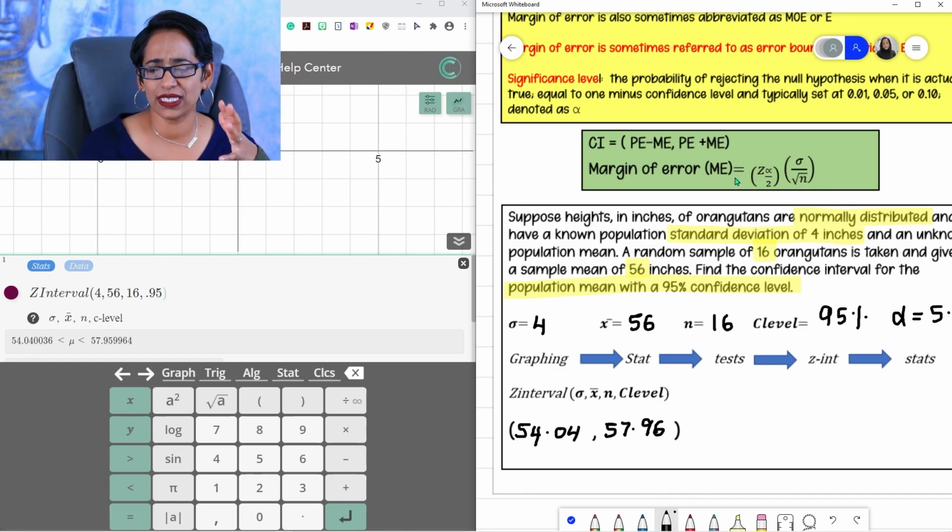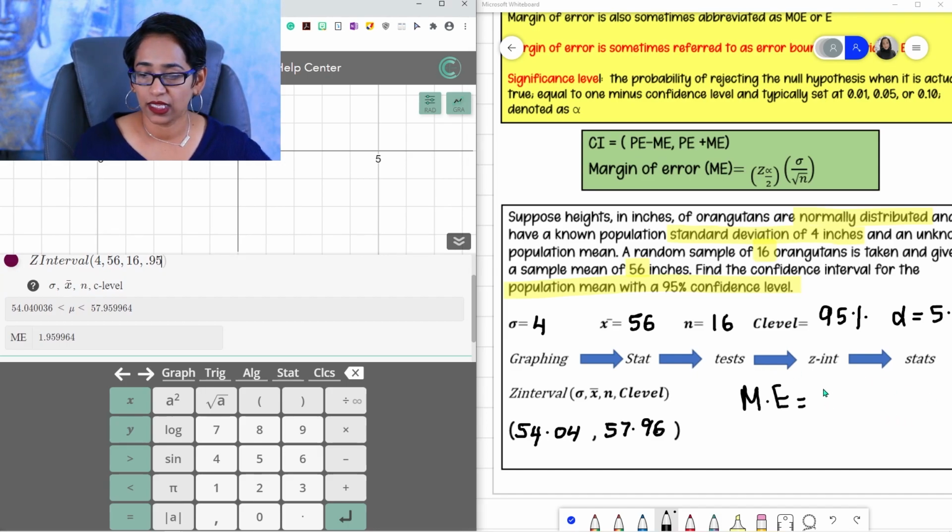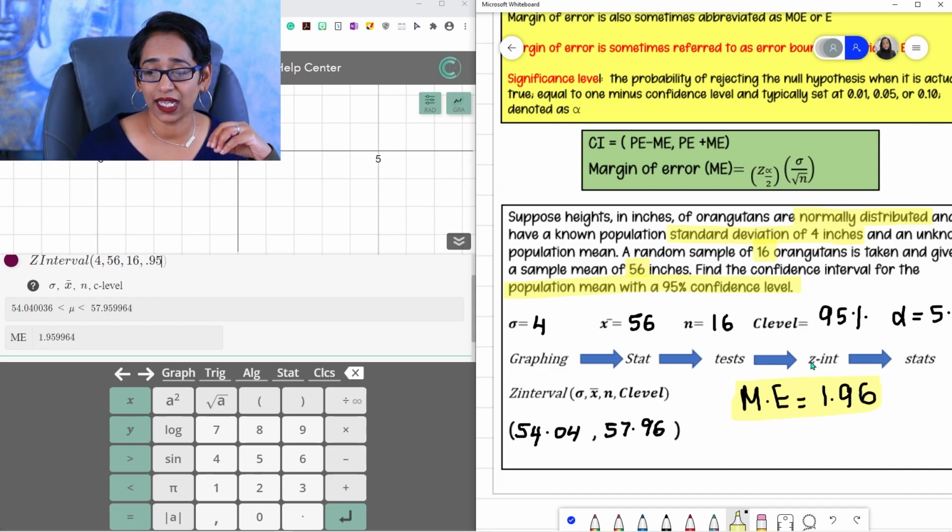So now, where's my margin of error? I also have my margin of error. I'm going to write that down as well. My margin of error is, what was it? Let me scroll this down. That is 1.96, rounding off to 2 decimal places. So I also have my margin of error from right here. I highly recommend using your ClassCalc if you are having problems with plugging in the right formula or doing stuff like that.